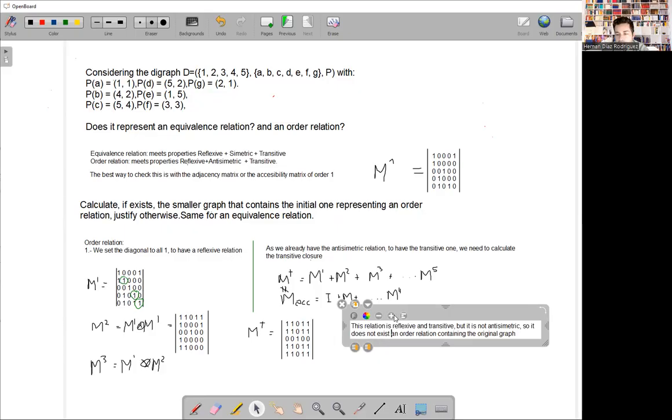It does not exist, let's say, the graph containing the initial one representing an order relation.